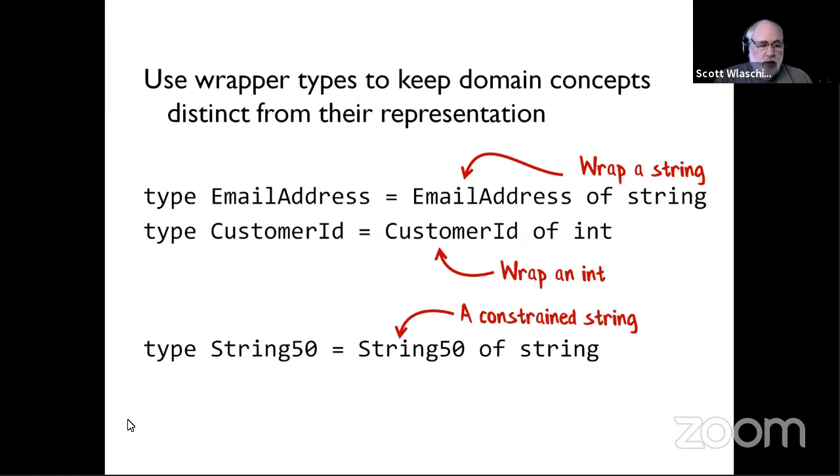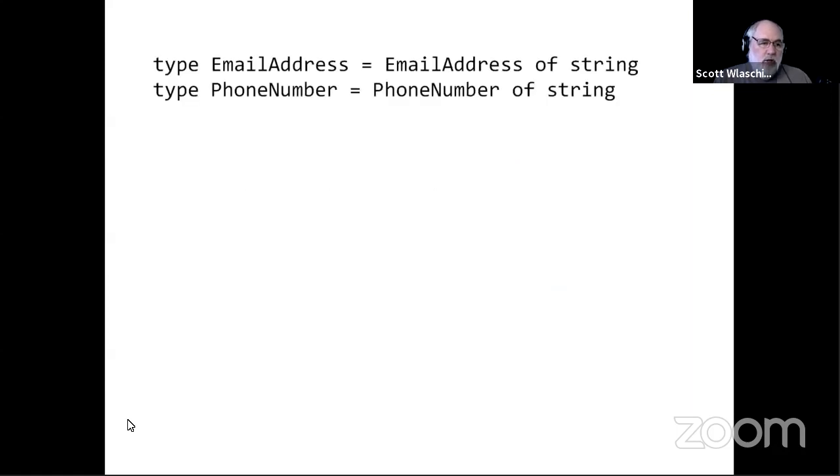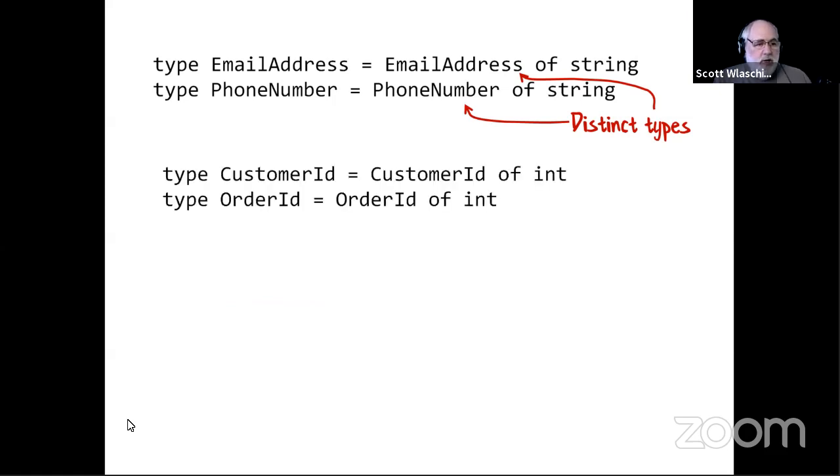The string 50 is not just a normal string. It's constrained in some way. So we're going to wrap it in a string 50. And what's nice about this is when you start doing this, you end up with distinct types. It makes it very clear that an email address and a phone number, if we wrap them, are no longer strings. They are separate types, and the compiler will not let you mix them up. Again, a customer ID and an order ID, if they're both integers, they now become distinct types.